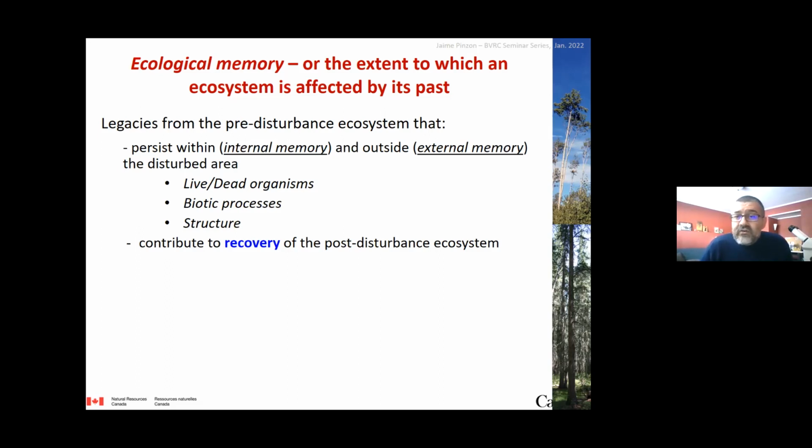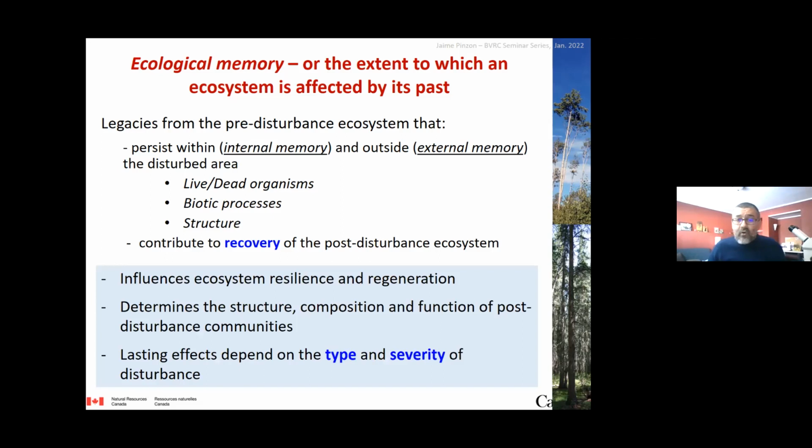We can have internal or external memory, depending on whether those legacies persist within or outside the disturbed area. Most of these legacies relate to the organisms and the structure that is left after a disturbance. These legacies will have a direct influence on the resilience and regeneration of an ecosystem, and ultimately will determine the structure, composition, and function of those post-disturbance communities, right? Depending on the severity and the type of disturbance, those lasting effects and the quality of those legacies may change. A legacy retained after a wildfire is different from a legacy retained after blowdown or insect outbreaks.